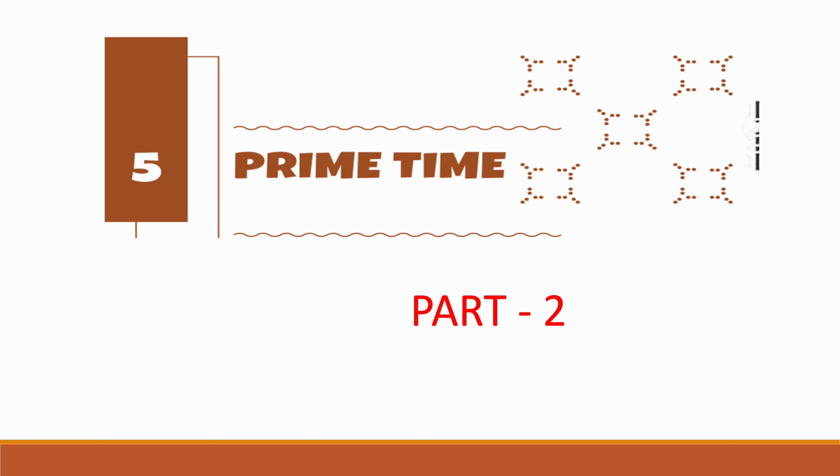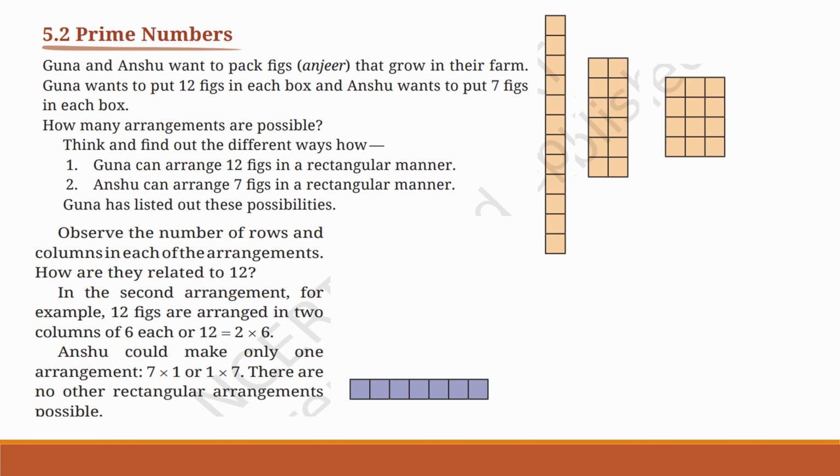Today we will see NCERT Class 6 Maths Chapter 5 Prime Time Part 2. Prime numbers. Guna and Anshu want to pack figs or anjeer that grow in their farm.